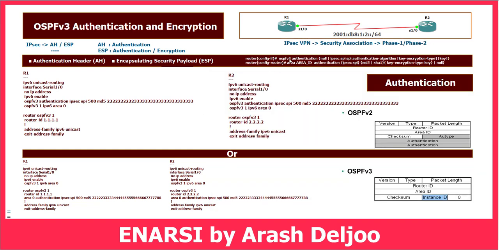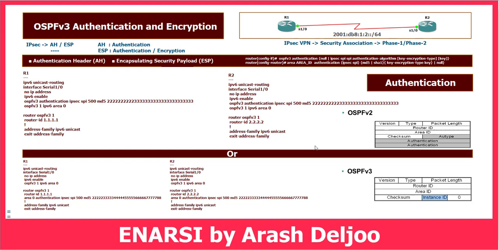Look at here, OSPF version 3 authentication null. This means we don't have authentication. And the next command, OSPF version 3 authentication IPsec SPI, the SPI value, then the authentication algorithm, meaning MD5 or SHA, and then the key. That's it. Here, area ID authentication IPsec SPI MD5 or SHA, and after that the key, encryption, and after that if you want you can use null. This is the OSPF version 3 authentication. Here we didn't experience any type of encryption, only the authentication header.